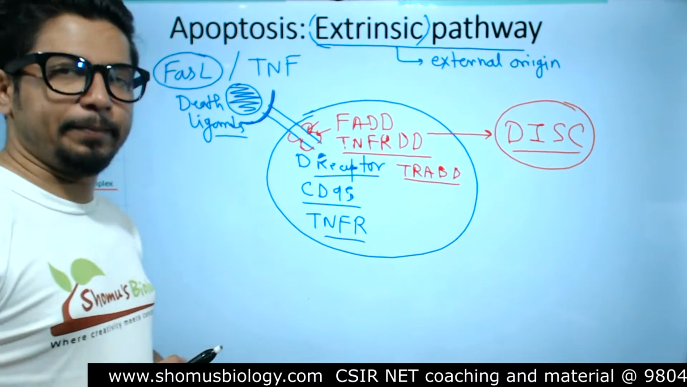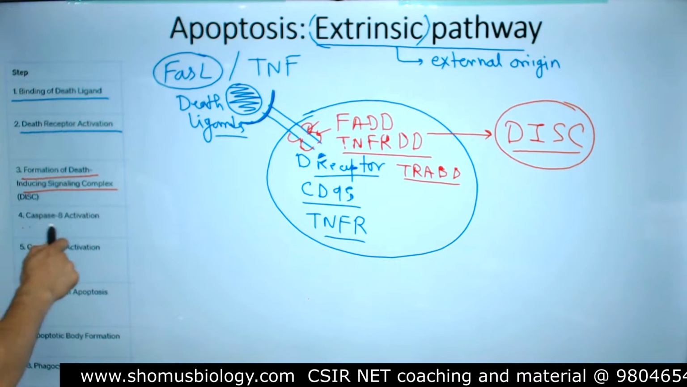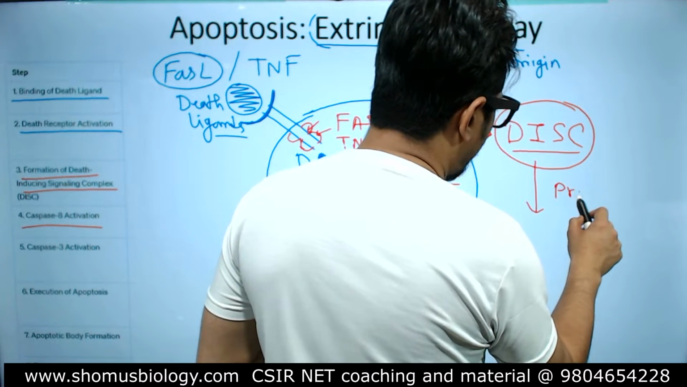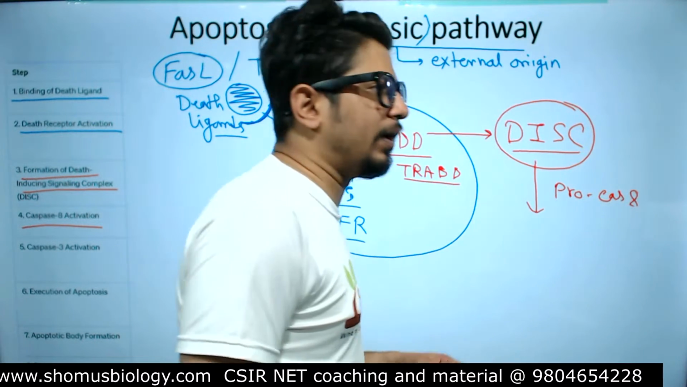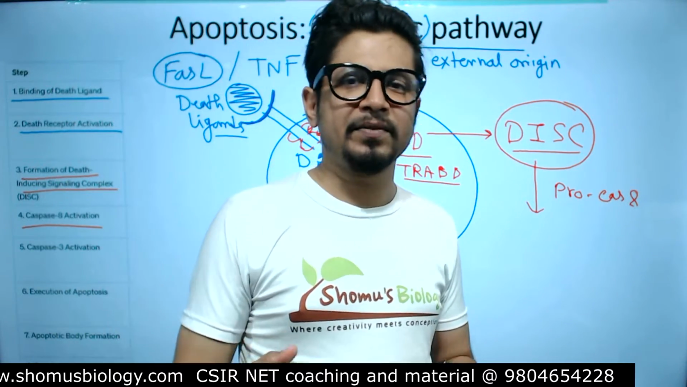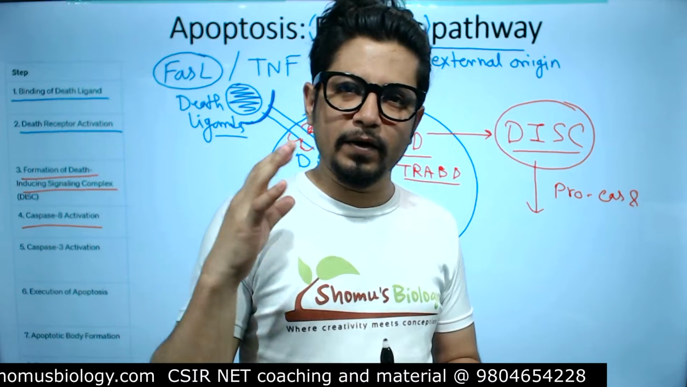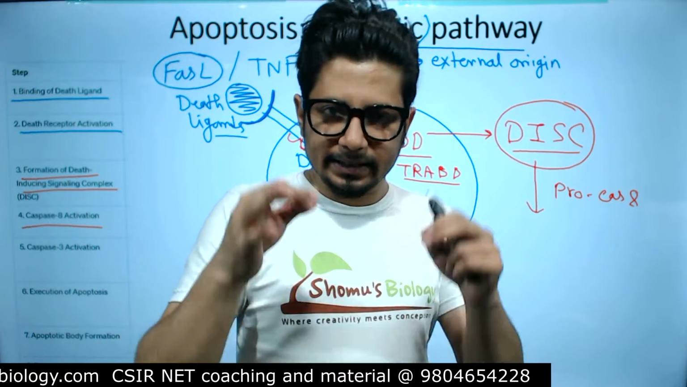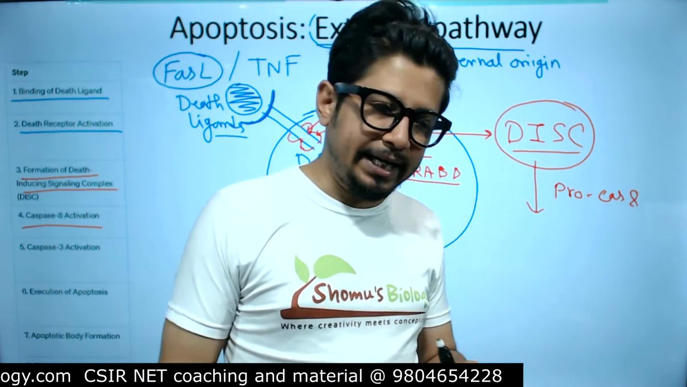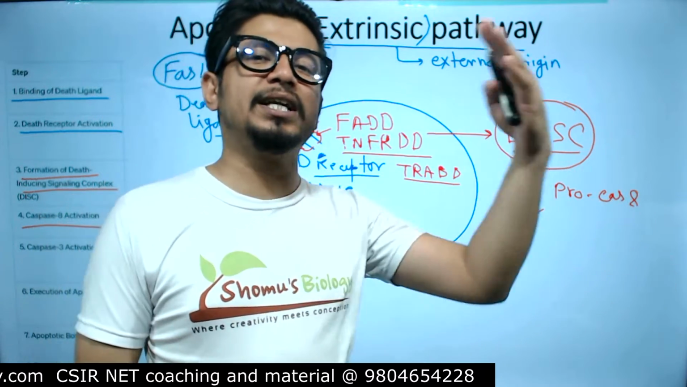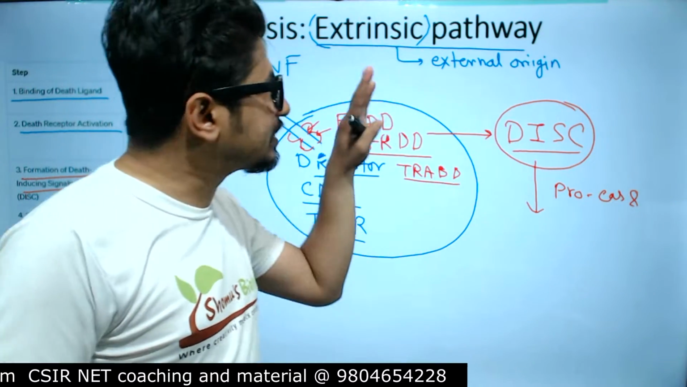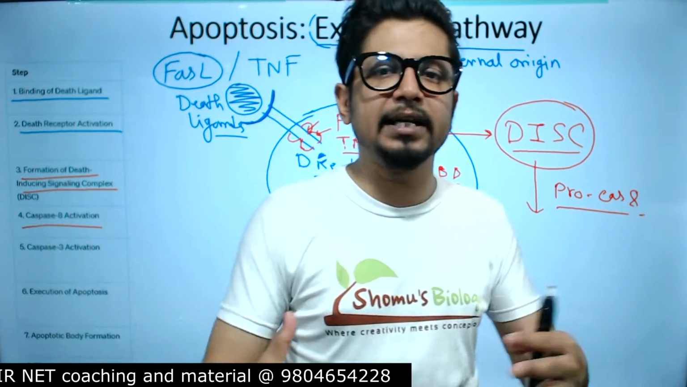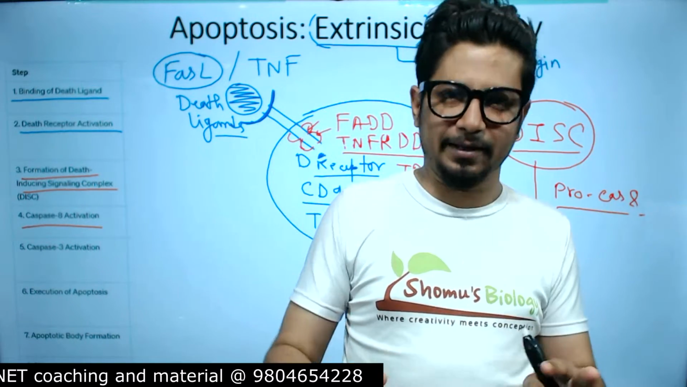Once the DISC is formed, it will activate caspase 8. The DISC is going to activate what? There will be pro-caspase 8. You need to know that caspase proteins are the ultimate effector proteins in the process of cell death, be it the intrinsic or the extrinsic pathway of apoptosis. There will be involvement of caspases. In the intrinsic pathway, the initiator caspase was caspase 9. In the extrinsic pathway, the initiator caspase is caspase 8.